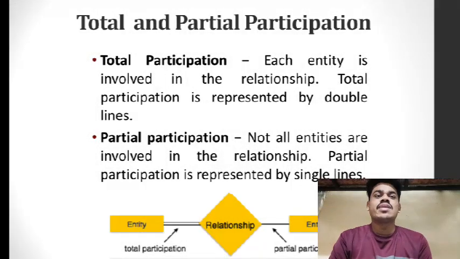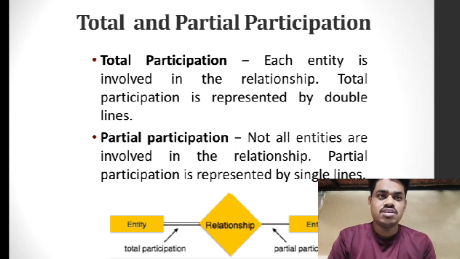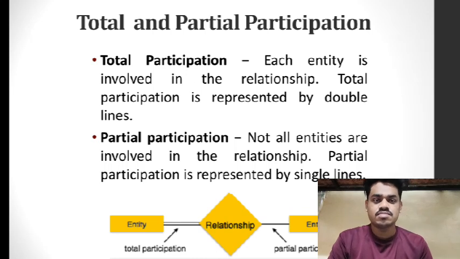Now let's see the total and partial participation. Total participation: each entity is involved in the relationship. Total participation is represented by double lines. Partial participation: not all entities are involved in the relationship. Partial participation is represented by single lines.